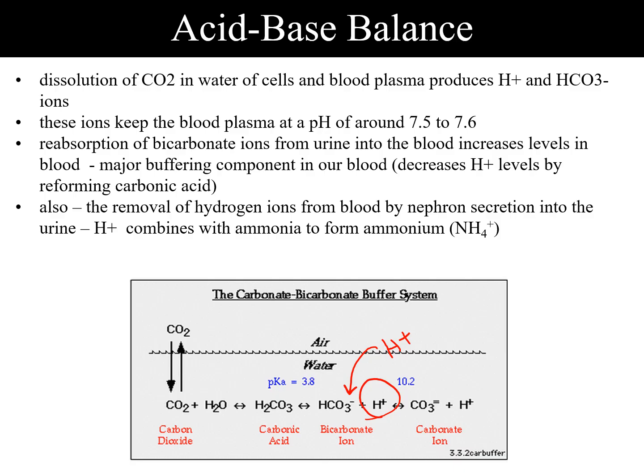Our nephrons will reclaim the bicarbonate ions because I think of them as being a proton sponge. They soak up excess hydrogen ions, which can be made by our body. And then our urine basically gets rid of the hydrogen ions that we do not want. A lot of the hydrogen ions that are expelled out in the urine combine with trace amounts of ammonia in our urine to form ammonium. This explains why our urine has the smell of ammonia.